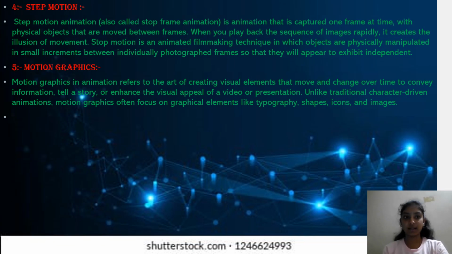The fourth is stop motion. Stop motion animation is also called stop frame animation. It is animation that is captured one frame at a time with physical objects that are moved between frames. When you play back the sequence of images rapidly, it creates the illusion of movement. Stop motion is an animated filmmaking technique in which objects are physically manipulated in small increments between individually photographed frames so that they will appear to exhibit independent movement.